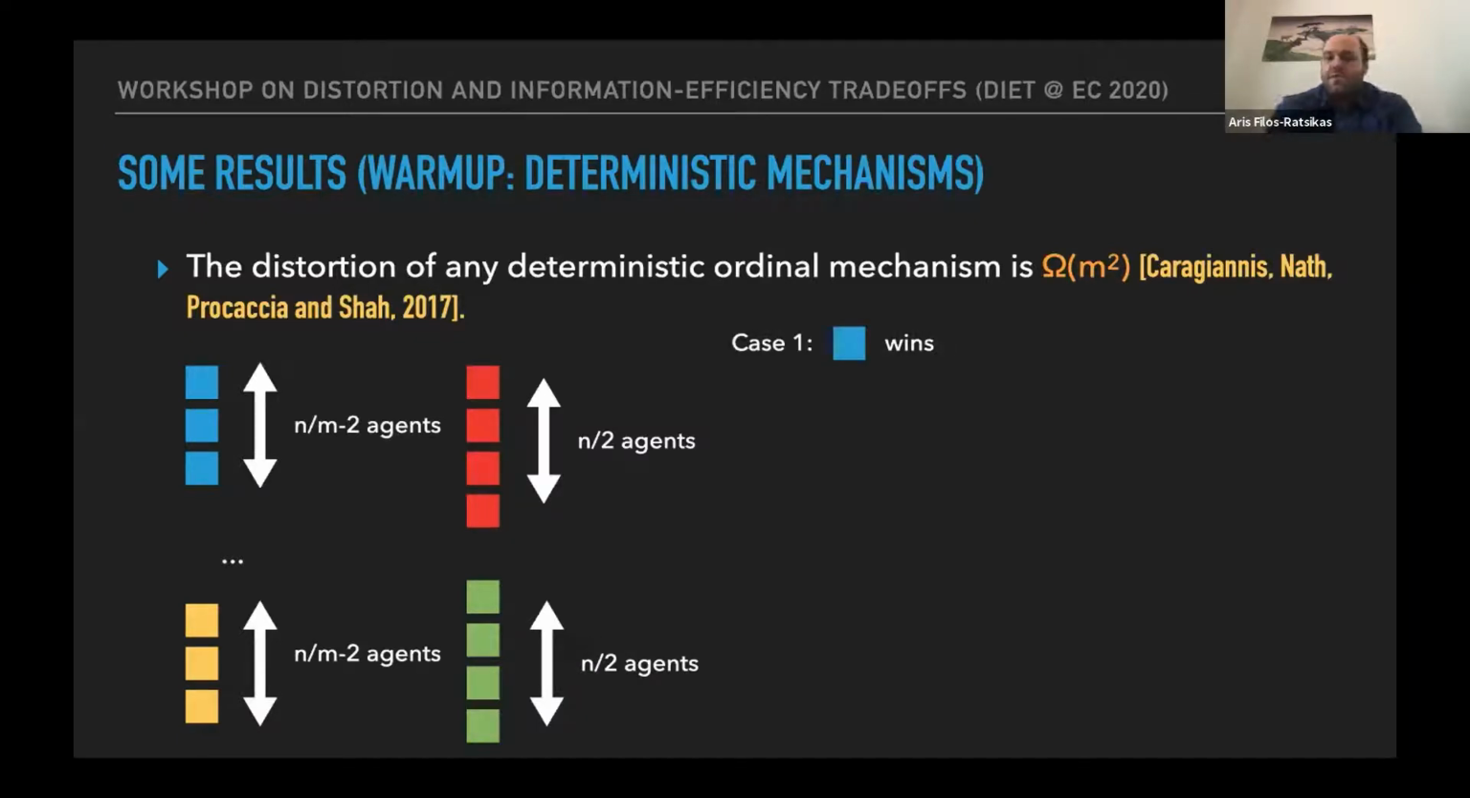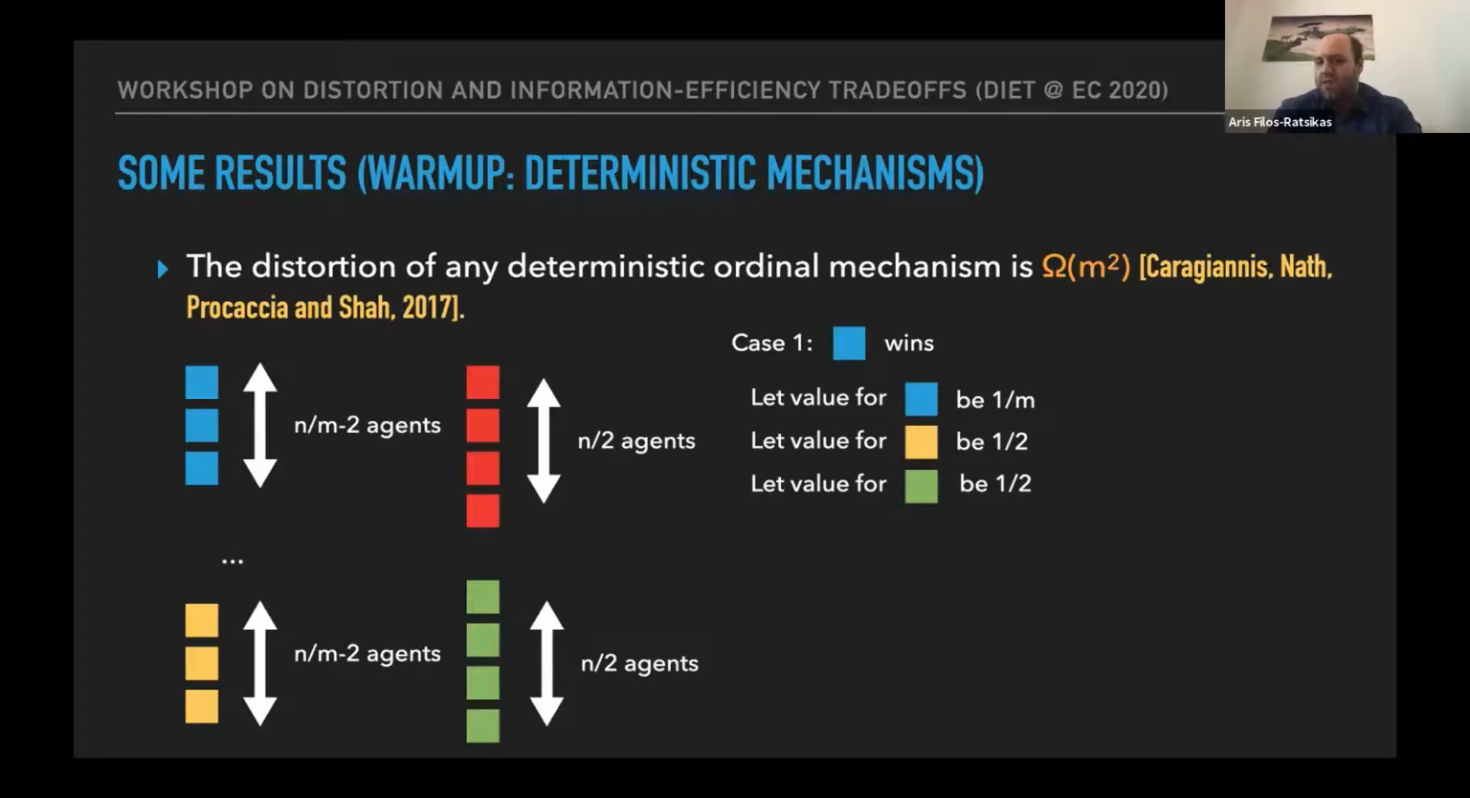So let's consider the first case, in which one of the alternatives that appears in one of the first positions of the agents wins. Let's assume without loss of generality that this is the blue alternative. For the agents of the first group, we can set their value for the blue alternative to be 1 over M. And consequently, their value for everything will be 1 over M by this choice, due to the unit sum normalization.